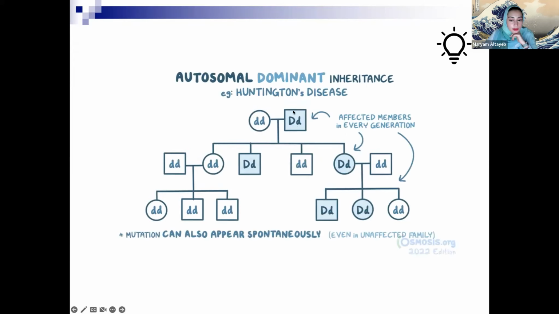What I like about these little illustrations from Osmosis is that they also write the genotype for you, like capital D or lowercase. So here it's autosomal dominant. How do we know that? First, like we said, it affects males and females equally. And two, it doesn't skip generations. And even when it's passed down with someone normal, a big percentage of the children are affected. Here, for example, half are affected. So an example of this would be Huntington's disease.